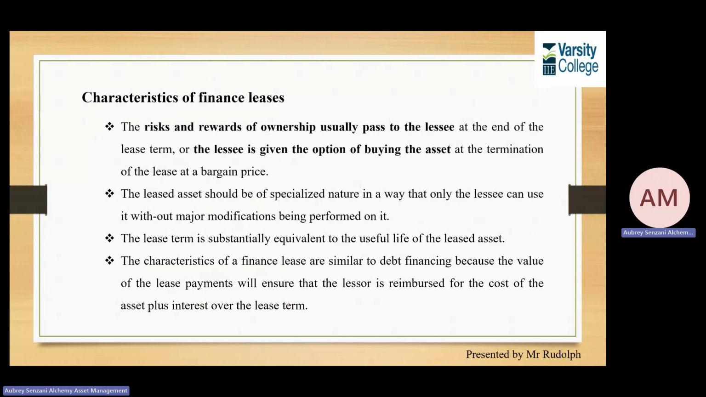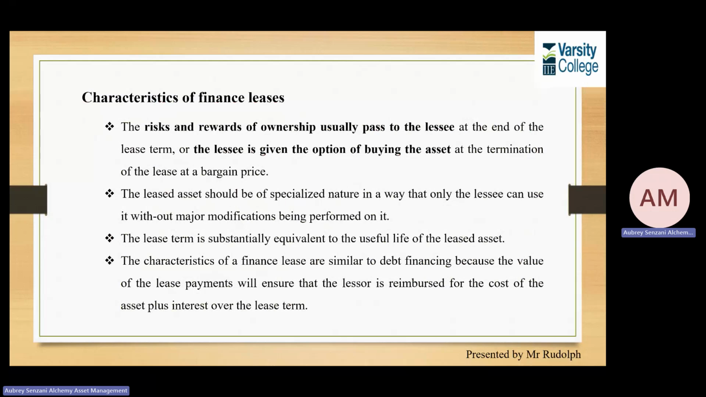There's obviously you, the people you're buying the car from, and then Westbank. Okay. The risks and rewards of ownership usually pass to the lessee at the end of the lease term. All right. Or the lessee is given the option of buying the asset at the termination of the lease at a bargain price. I've never really looked at this rent to buy story. Have any of you been exposed to rent to buy contracts? Okay, so I think it's a similar principle where maybe, let's say you have gone into an agreement to rent a property, then I think at the end of that year, you have the option to potentially buy the house from whoever your landlord is.